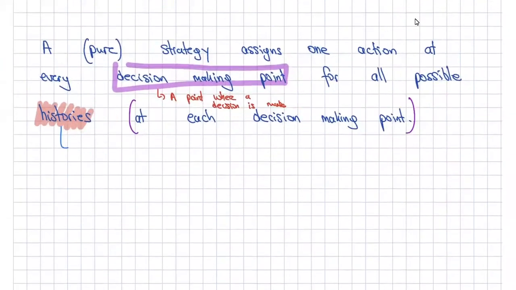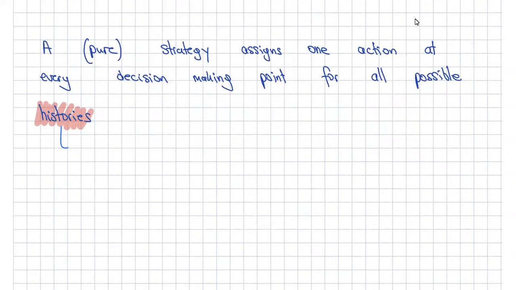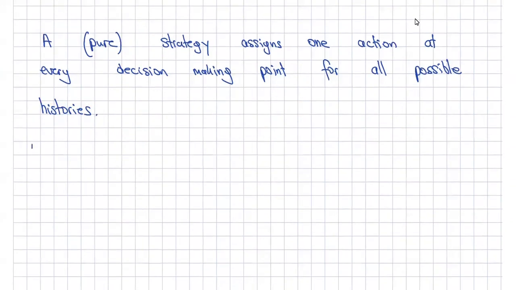So a pure strategy assigns one action at every decision-making point for all possible histories. Okay, and we know all this stuff, so we can delete this. And at the same time, we'll exercise with some of these ideas here. So let's first start with the following example.